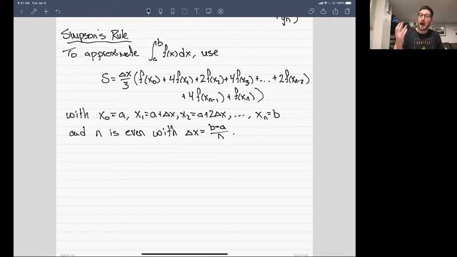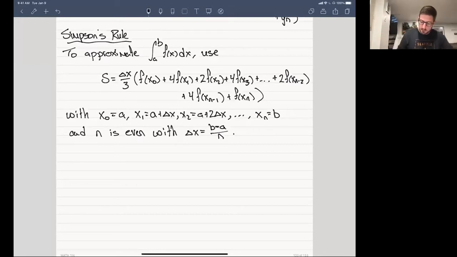So there's a pattern to the coefficients here, right? 1 on x0, 4 on x1, 2 on x2, right? So the pattern goes 1, 4, 2, 4, 2, 4, 2, right? And you run that out, and then you do the final one. You go 2, 4, 1 for the endpoint. So it's much more complicated than the trapezoidal rule. The trapezoidal pattern was 1, 2, 2, 2, 2, 2, 2, 2, 2, 1. So this one has an alternating pattern that makes it slightly more complicated.